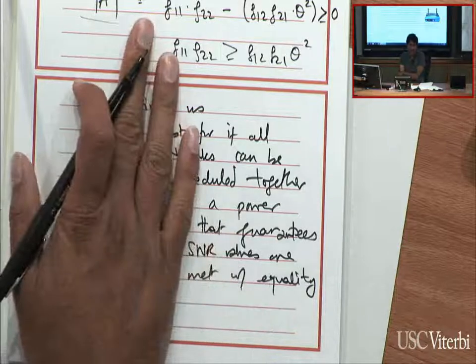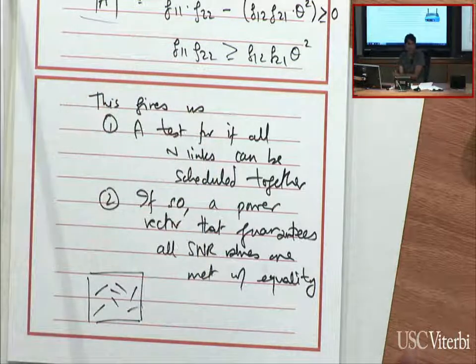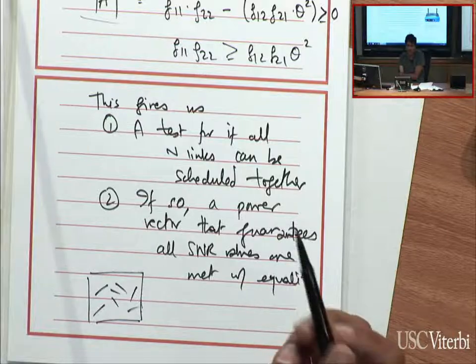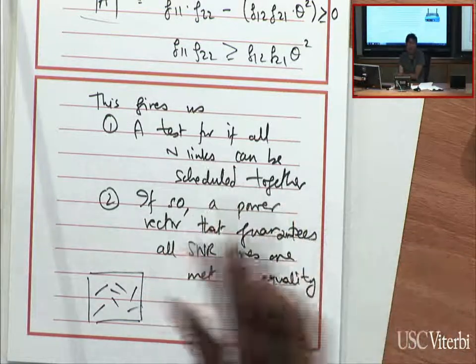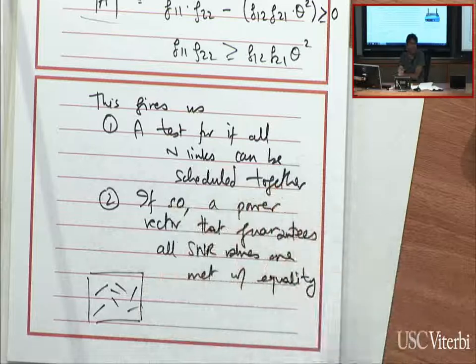I mean, in the special case of just two links, if you have two links and you cannot schedule them together, the condition doesn't work, then you simply have to schedule them one by one, right? So then it's kind of easy to see you must separate them.